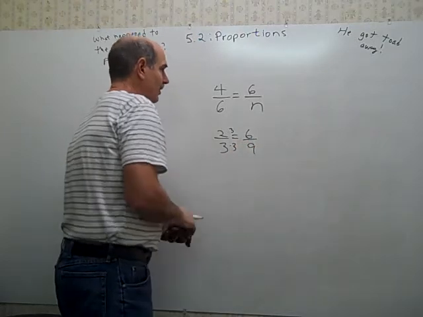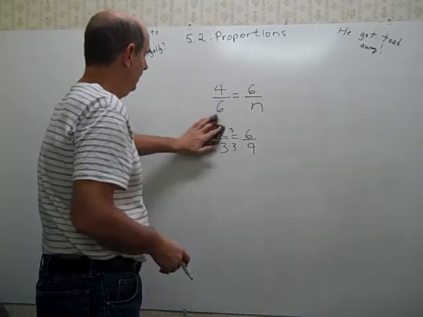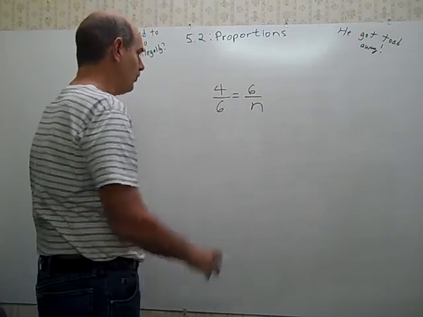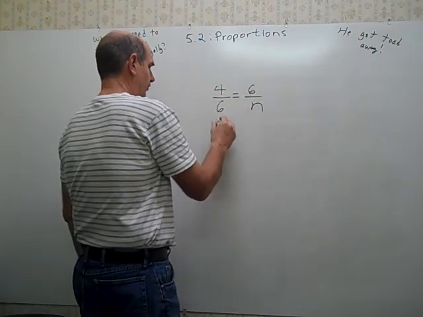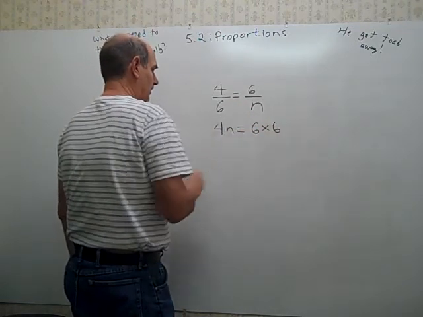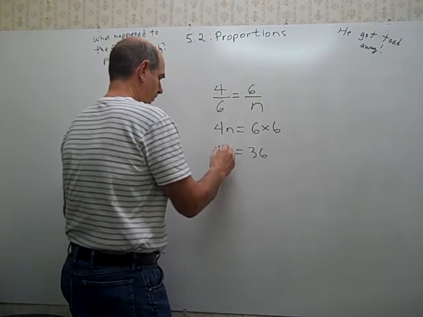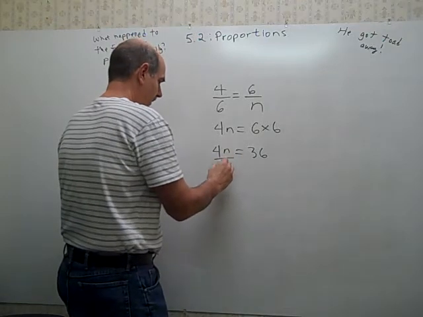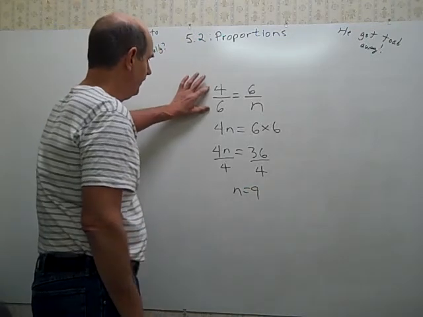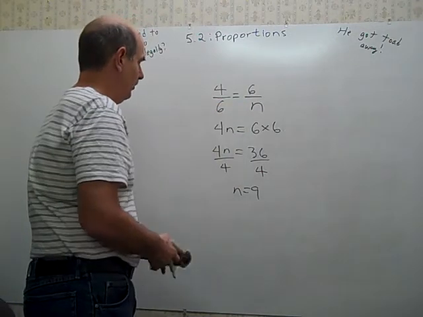So that does work, but it doesn't work so nicely here because, as I said, 4 times, not a whole number, it's actually 4 times 1.5, but that's kind of hard to figure out. So cross products works really nicely here. You'd say 4 times n equals 6 times 6. And it's kind of nice to go ahead and do 6 times 6 is 36. Then it's a one-step equation, divide both sides by 4, and you get n equals 9, which seems to make sense. 4 compares to 6 the same way 6 compares to 9. So the missing number is a 9.